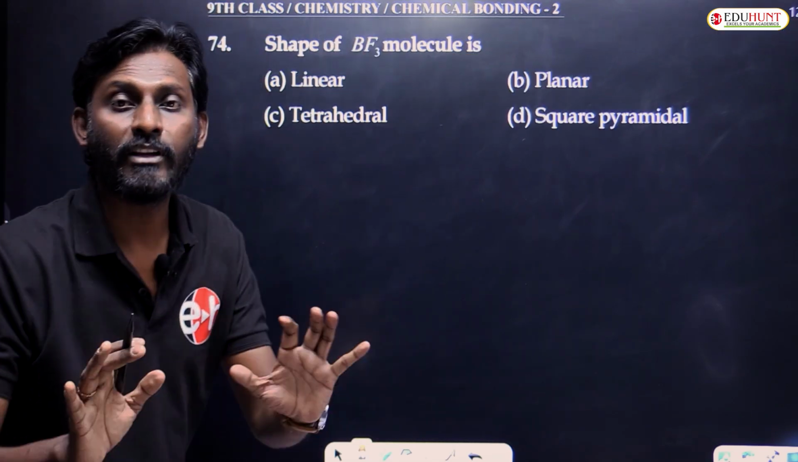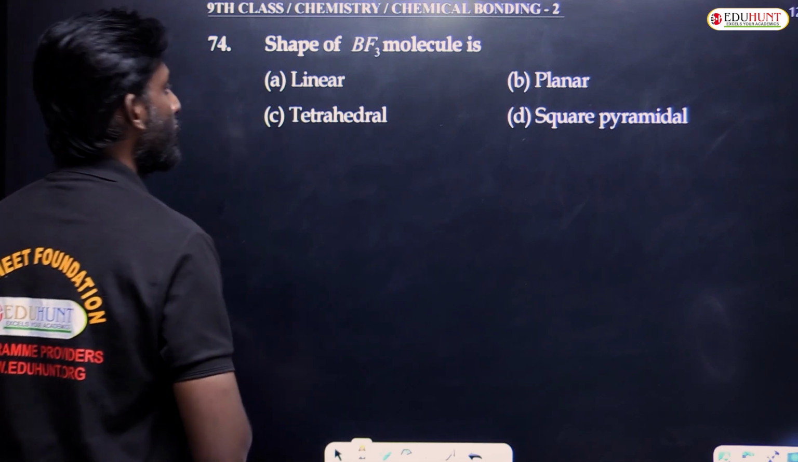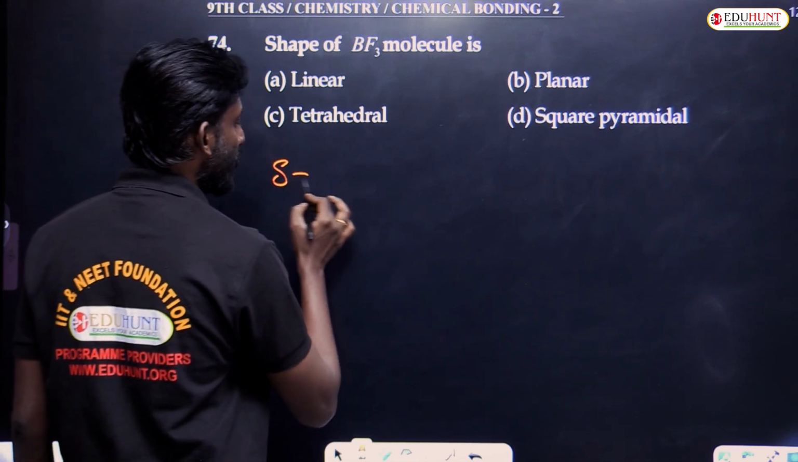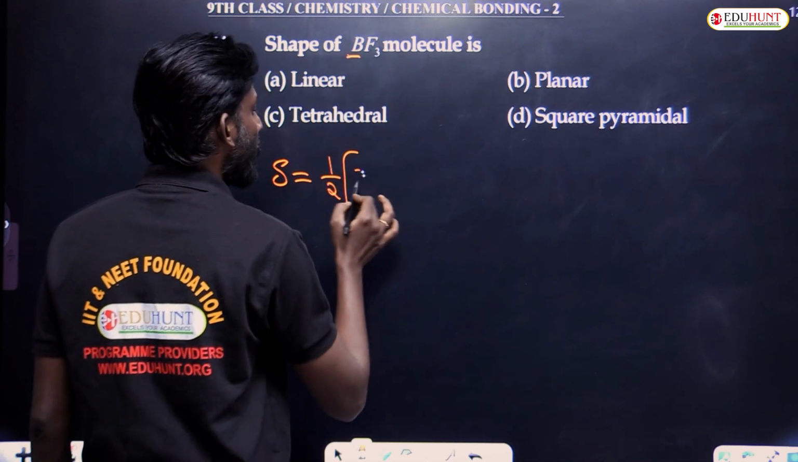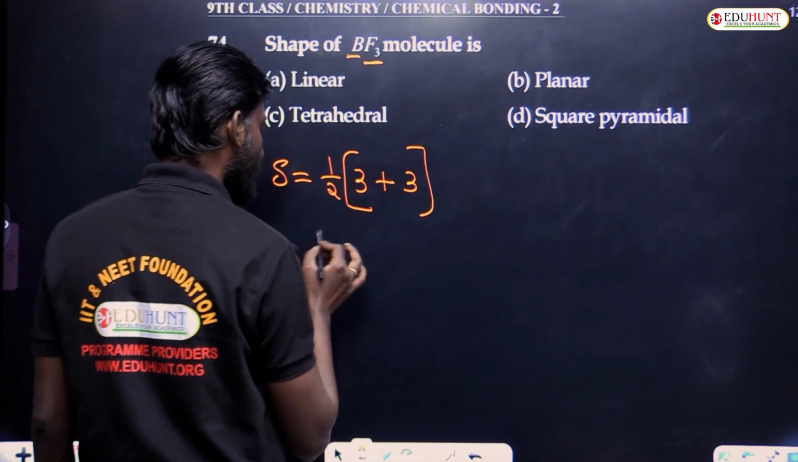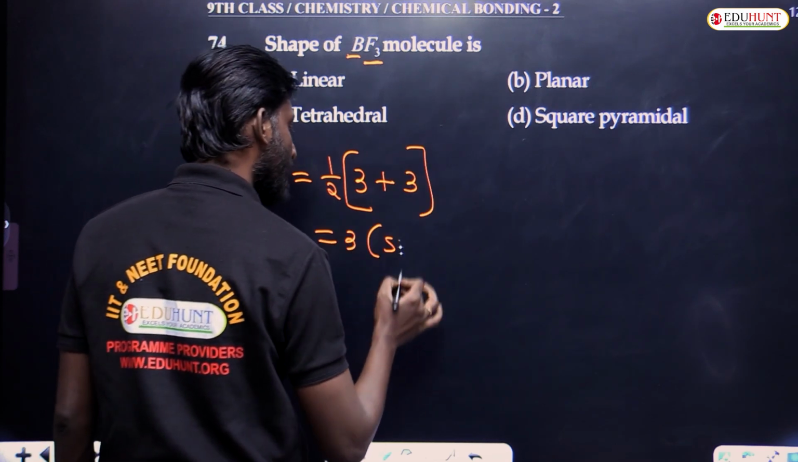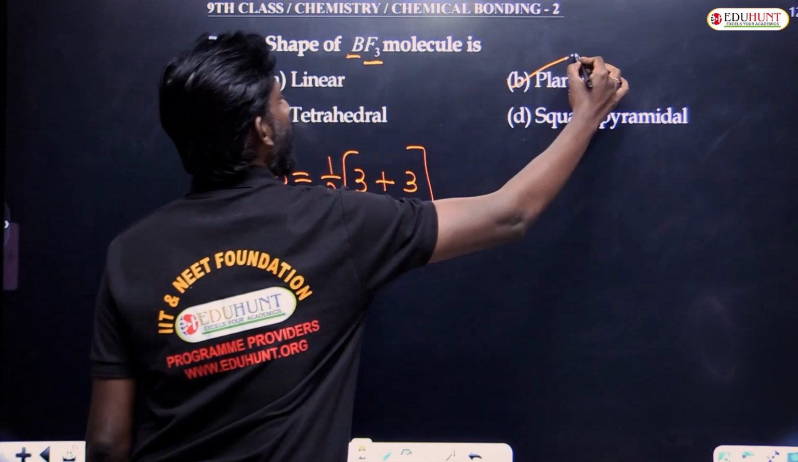Next question number 74. The shape of the boron trifluoride molecule. Again the same concept. S equals 1 by 2 times the valence electrons in boron, which is 3, plus monovalent atoms, 3. 6 by 2 is 3. It is sp2 hybridization, trigonal planar.